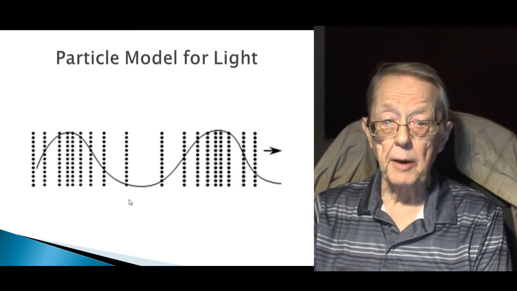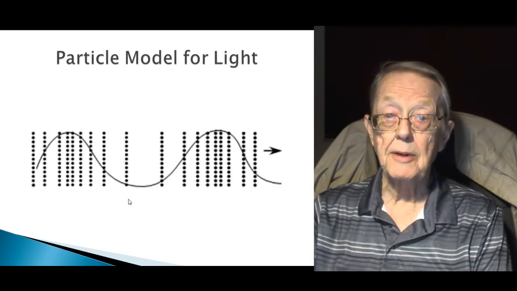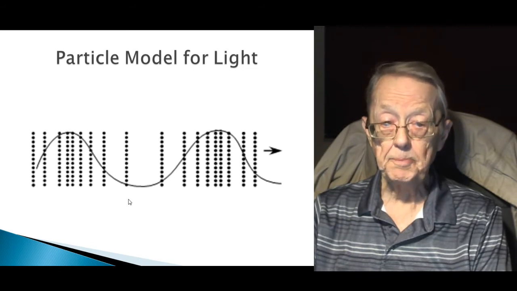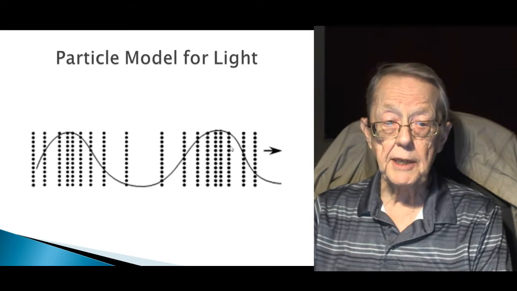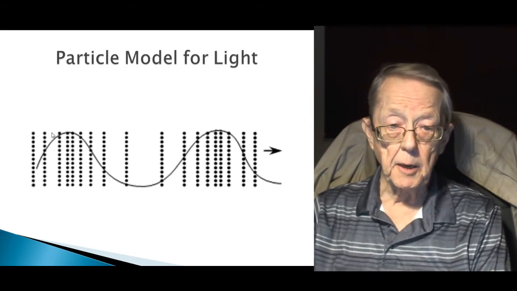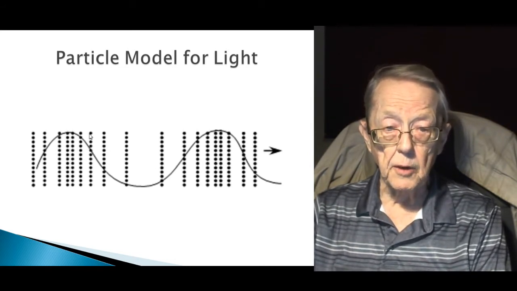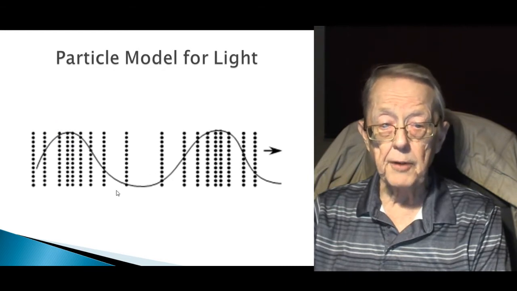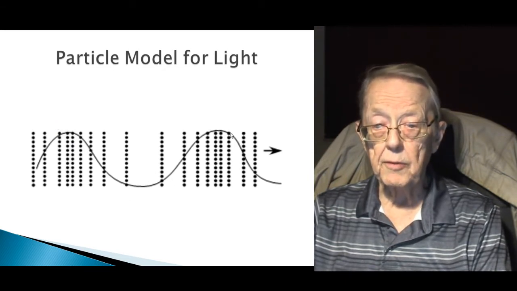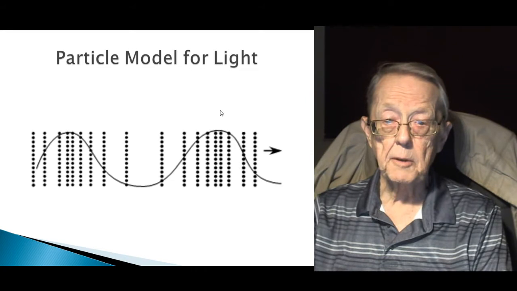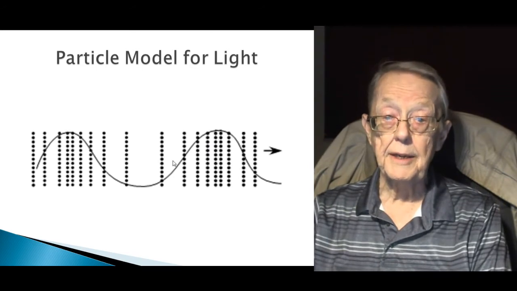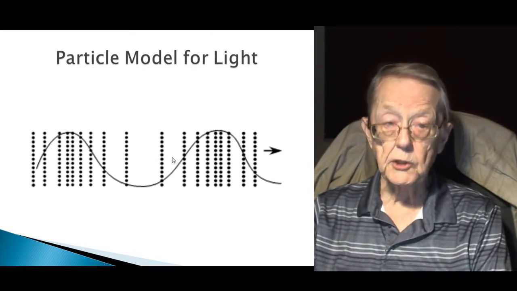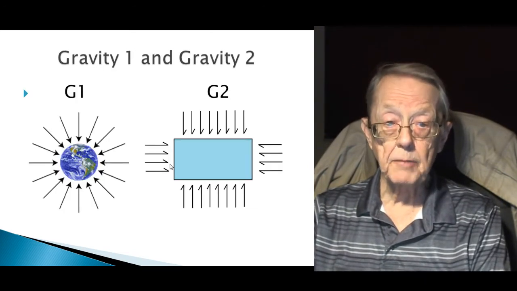Well, the particle model for light is a stream of particles and does not need a medium. These particles are moving to the right at speed c. There is a peak, a lot of particles at the peak, very few particles at the valley, and more particles at the next peak. And this is the wavelength of this particular stream of particles. It does not need a medium, and it's just particles only.